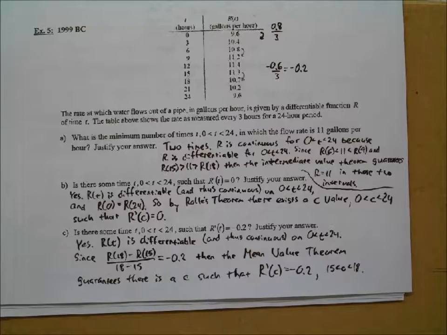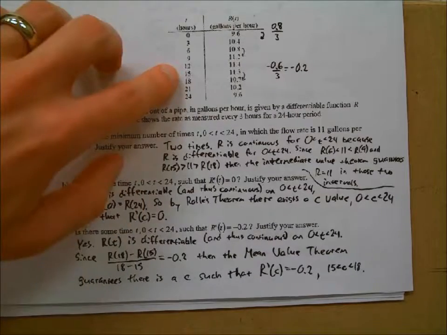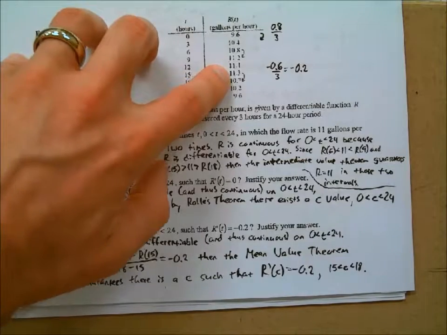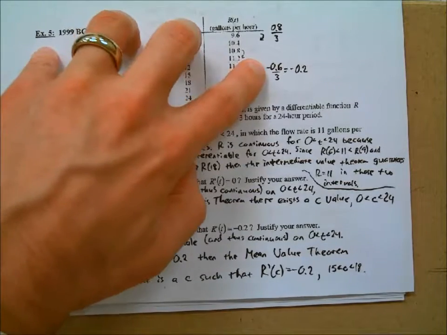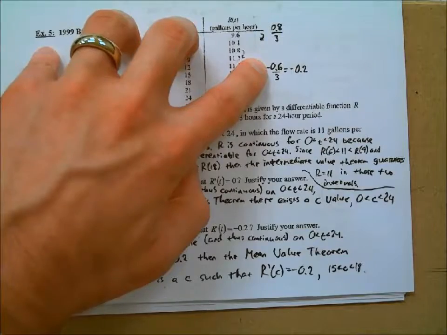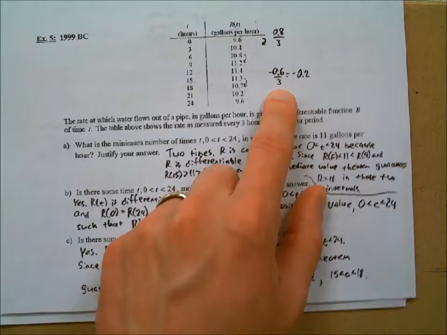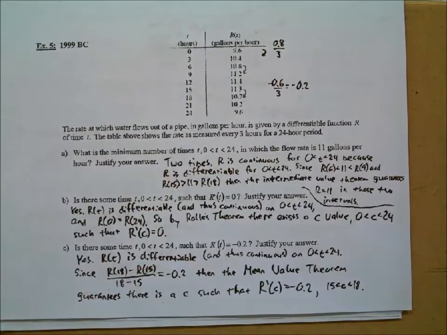So what we can do is carefully, intentionally choose an interval whose average rate of change is negative 0.2. One such interval is from 15 to 18. From 15 to 18, you're going from 11.3 to 10.7, which is a change of negative 0.6 in gallons per hour for the rate, but it's over 3 hours change, so it's negative 0.6 divided by 3, so we get negative 0.2, which is the exact rate that we want.